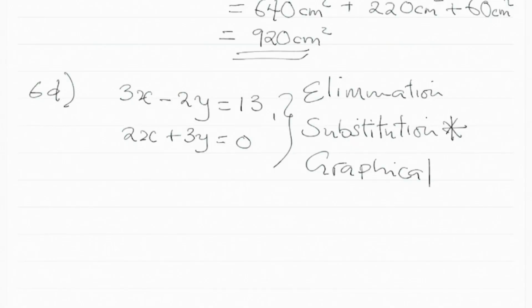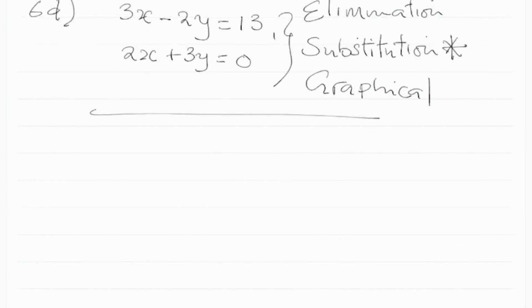So the substitution method works on one principle. If you are able to make one of the equations the subject of the formula, then the substitution method is yours. If you can't, go for the elimination method, or otherwise the graphical method. So this is how I intend to move in this particular question. I have 3x minus 2y is equal to 13. This is equation 1. I will label it as equation 1.